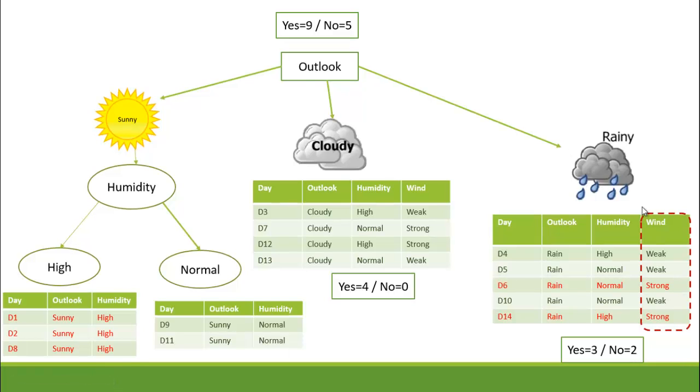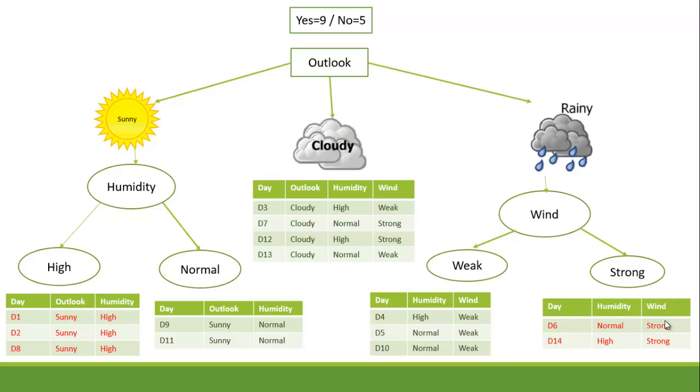So further, when the outlook is rainy, we can also divide it further based on wind conditions, as you can see here. So we can divide the rainy conditions based on wind into weak and strong options. So for 3 days, when the wind condition was weak, we can see that John played during that time, but for 2 days the winds were strong, so he didn't play during that time.